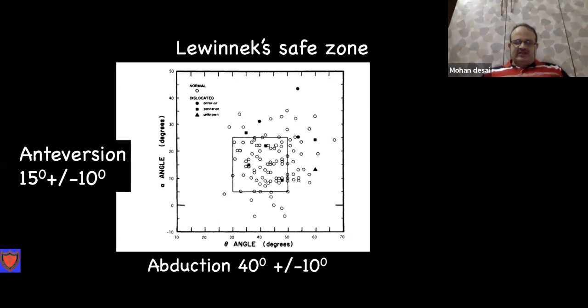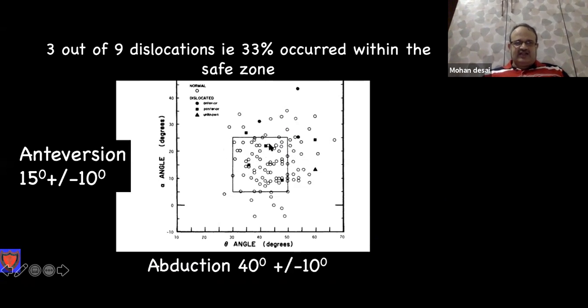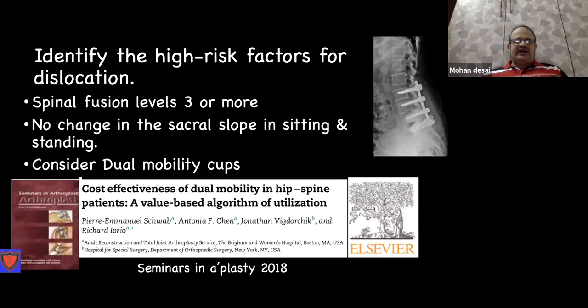But you see that in spite of being perfect, that is within the circle, 3 out of 9 dislocations, that is 33%, occurred within the safe zone. That means even if you are within the safe zones, you can still have dislocation. Why does this occur? This usually occurs because of impingement, and this occurs because of spinopelvic mobility.